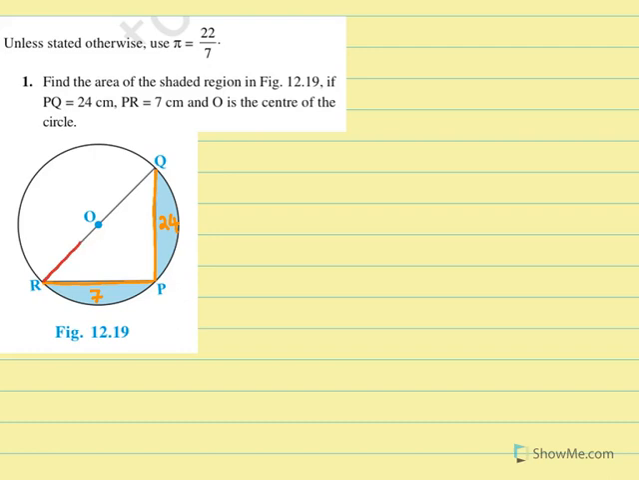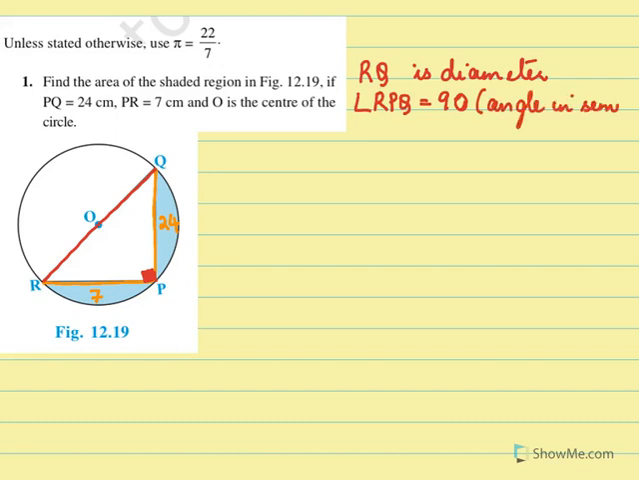We can see that RQ is the diameter. So let's write that. RQ is diameter because it passes through the center. If RQ is a diameter, that means this angle will be 90. Angle RPQ equal to 90 because it becomes an angle in the semicircle. Angle in semicircle is 90.